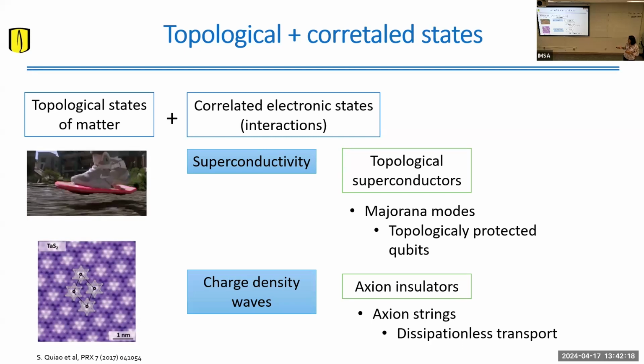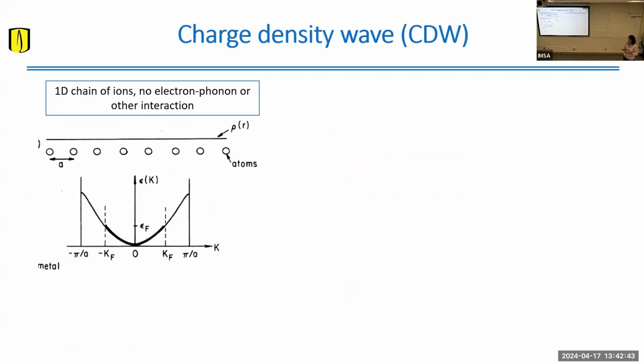Nevertheless, there are some predictions of the existence of axion insulators, which can arise at the intersection of these two types of physics. This can lead to what are called axion strings, which are ways in which you can transport current with no dissipation in this kind of system. So they are also very interesting on the application side. Let me focus on this topic.